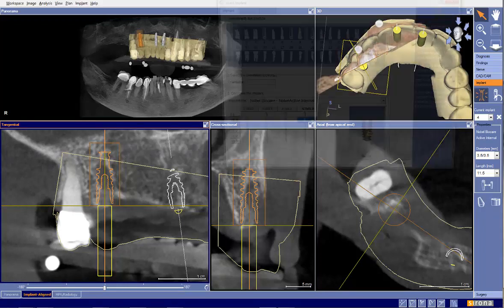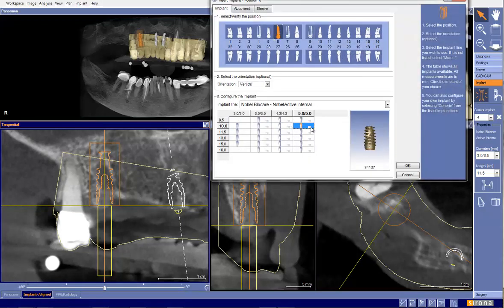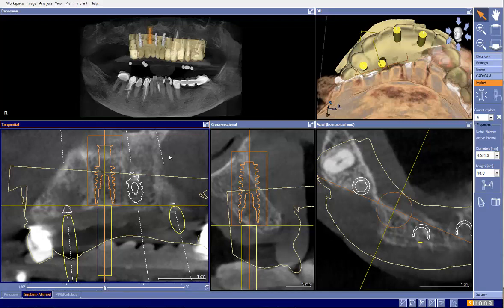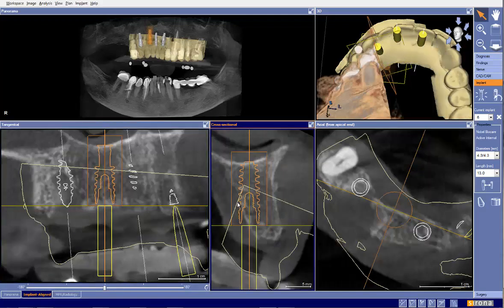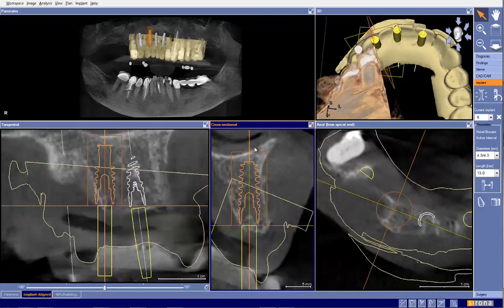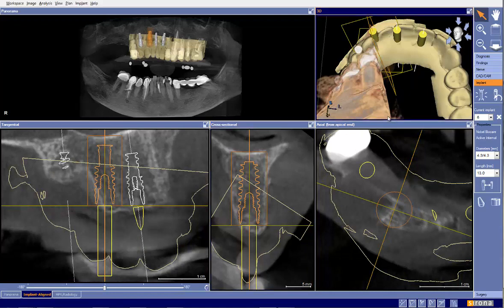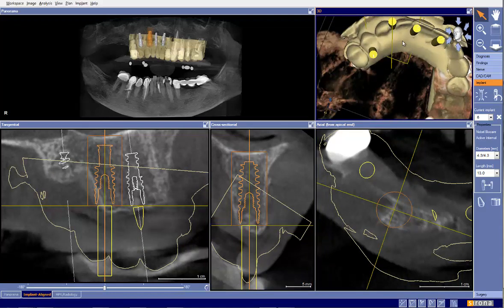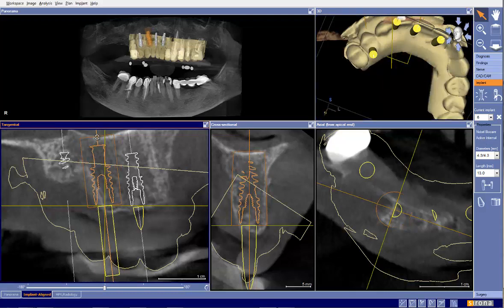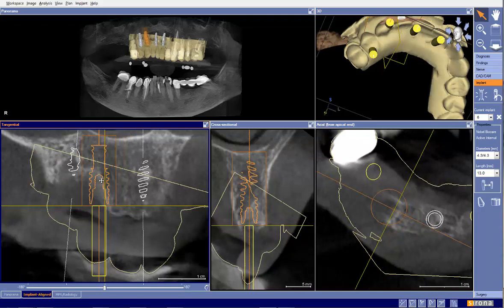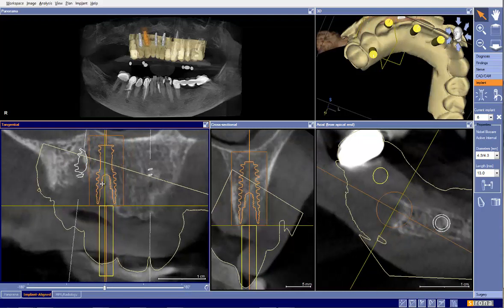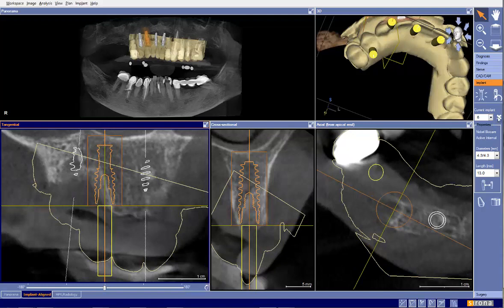Just to kind of see, let's put another implant in. Let's do a 4x13 here, and let's see if there's space elsewhere to be able to do this. And there's a lot of bone right here. But again, the issue now is going to be angulation on this particular implant. As you can see, that's a disaster waiting to happen right there. So I would certainly avoid an implant in this site.